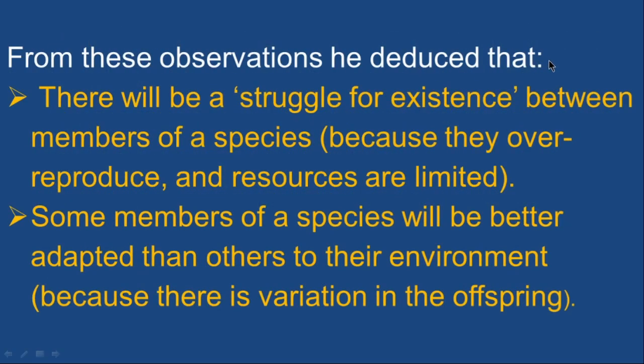From these two observations, from fecundity and variation, he deduced two points. One, there will be a struggle for existence among members of a species. In short, there is competition among offspring. There will be a struggle for existence among members of a species because they over-reproduce and resources are limited. You know, in that particular area, resources are very limited, as you know, and also mating space, food, water, and in general, niche and habitats are very limited. Because of that, for those limited resources, organisms or offspring begin to compete.